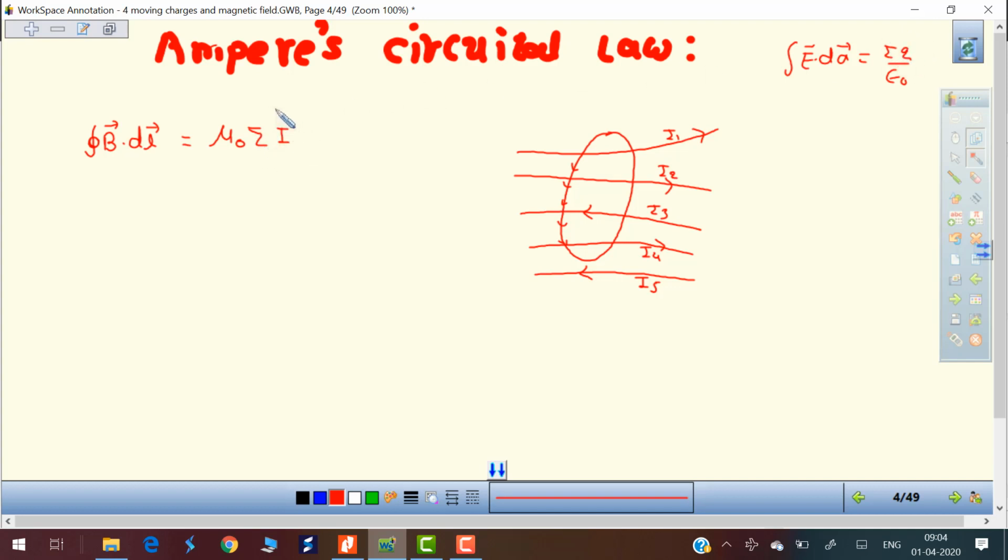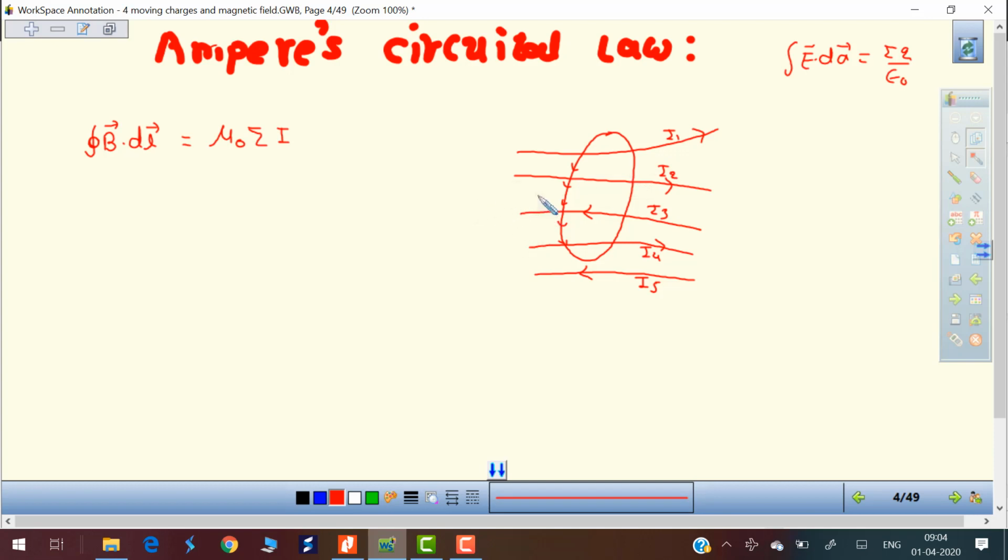Here it is the algebraic sum of the current within the loop. Divided by epsilon 0, here multiply by mu 0. So it is very similar to the Gauss law. In our case, you have 4 currents, 1, 2, 3 and 4. First, second and fourth are flowing to the right side. Third one is flowing to the left side. So which is positive and which one negative?